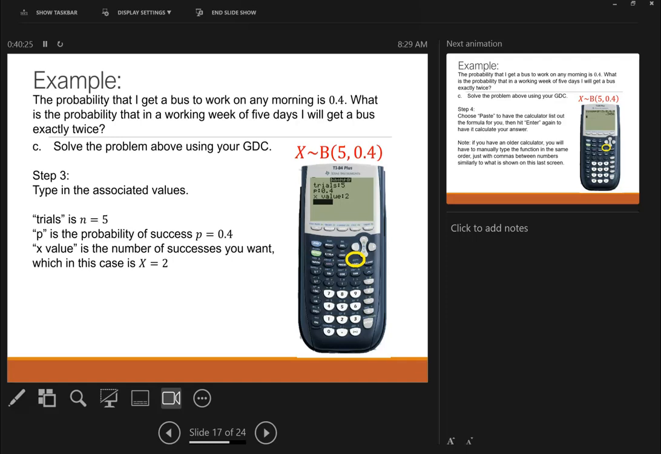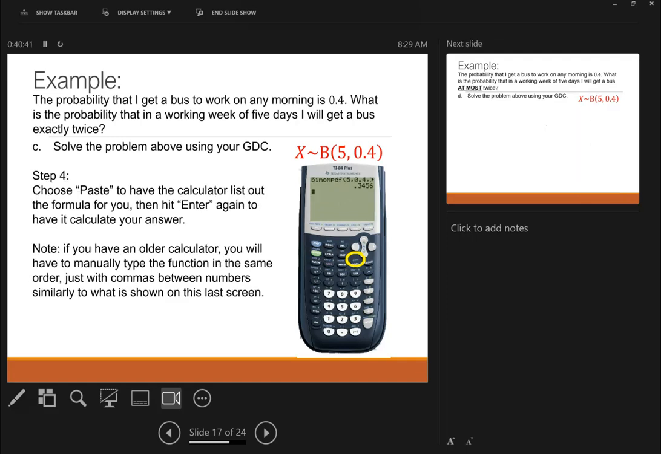So when you press enter on binomial PDF, this menu should come up. We fill in 5 trials. The probability of success is 0.4, and the number of successes is 2. And then we press paste. That'll put it on the home screen. You press enter again, and that's your answer.